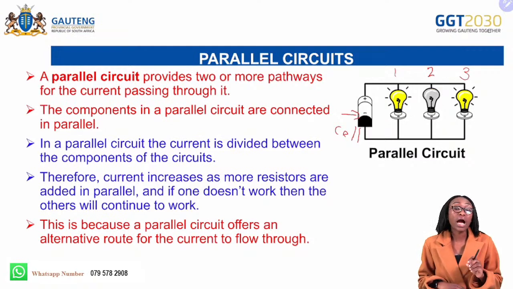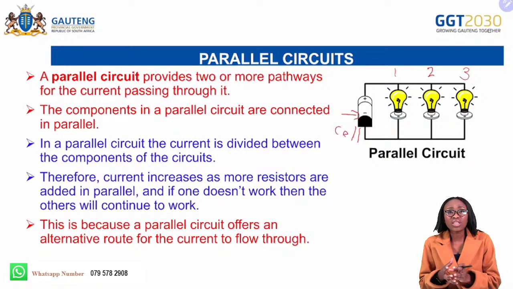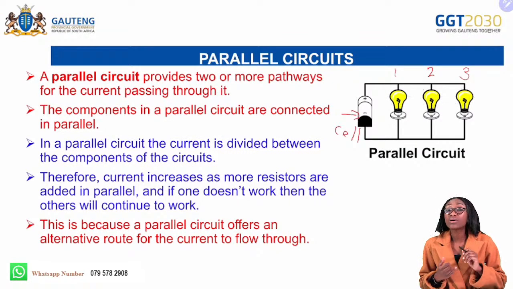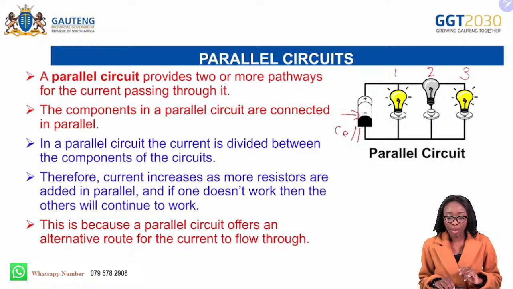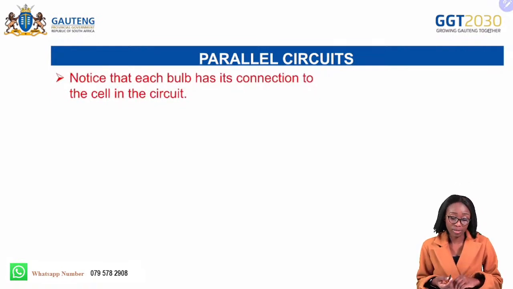Remember when we were learning about series circuits last week with Mr. Madlala. Once you remove one component in a series circuit, the whole circuit is affected. It is now broken. But in a parallel circuit, removing bulb number 2 does not affect bulb number 1 and bulb number 3. Okay, now let's continue with our parallel circuits.